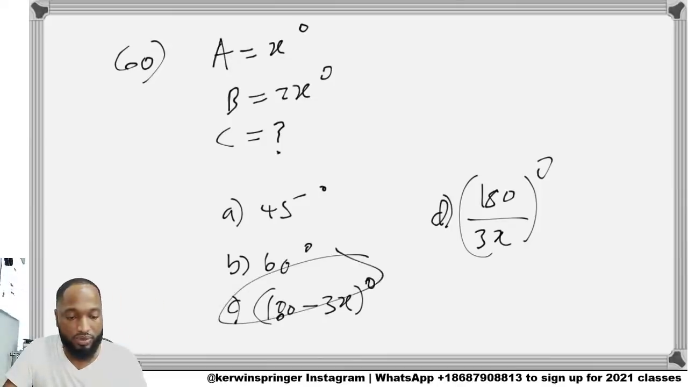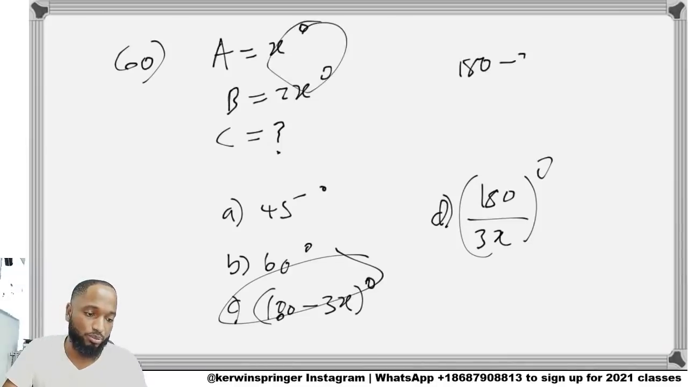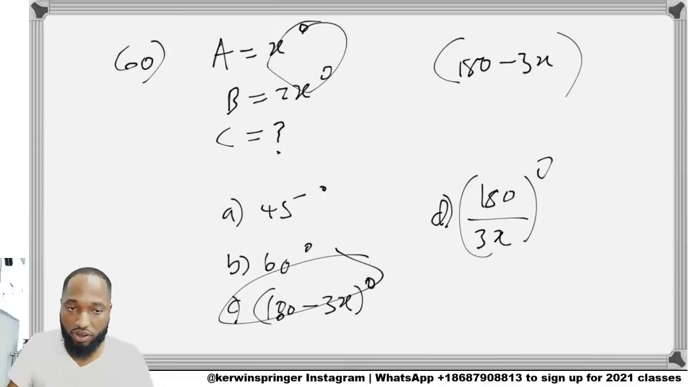C. Yeah, we're taking that. It's always going to be the sum of these two angles, 180 minus the sum of those two angles. And we move along.